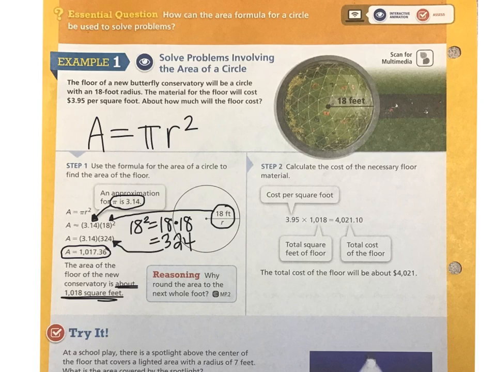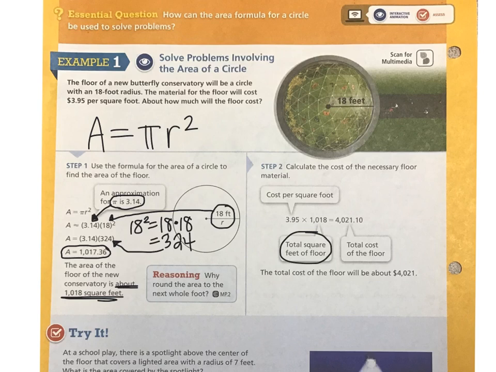Step 2 is to calculate the cost of the necessary floor material. Now, they rounded the amount of flooring here that they used in that problem. Why do you think they rounded it? Is it possible that I can buy 36/100 of a square foot of flooring? Well, of course it is. But at the same time, I don't want to have the case where I don't have enough flooring. Or maybe I cut it wrong and I need extra. So it's always better to round up to the next whole number.